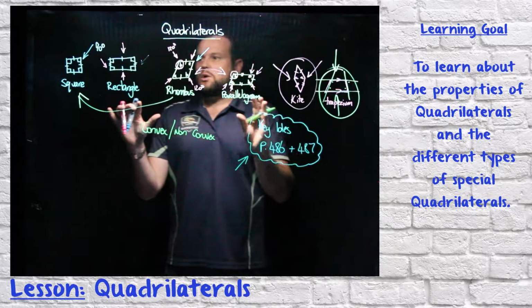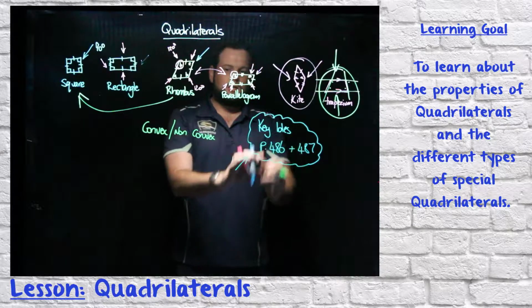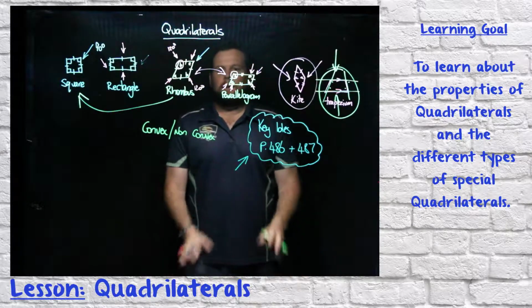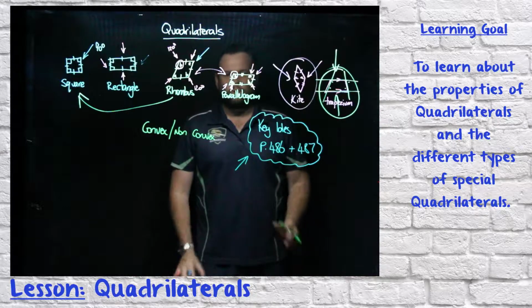So they are your quadrilaterals. They're the special types of quadrilaterals. All of that information is there in your textbook, and I would encourage you to make sure that for these six, you know what those rules are.